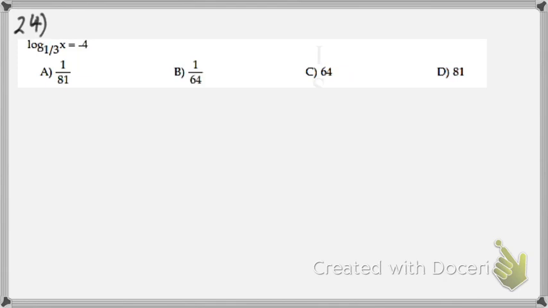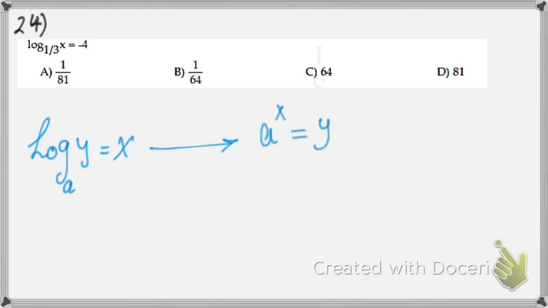Question 24. Before we solve question 24, we need to remember the rule for the log and how we can change it from a log form to exponential form. For example, if you have log y with base a is equal to x, you can write it as an exponent: a to the power of x is equal to y. Notice that a is taking the power of x and equal to y.